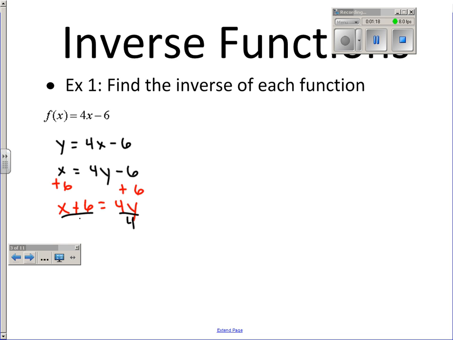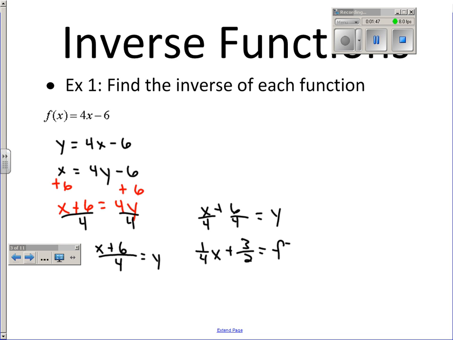And I could divide the whole left side by 4. Or, let's look at another way to do it. I could divide each individual term by 4. Here we're going to have 1/4 x plus 6 divided by 4 can be reduced to 3/2 equals, and then I'm going to switch to inverse of f of x.